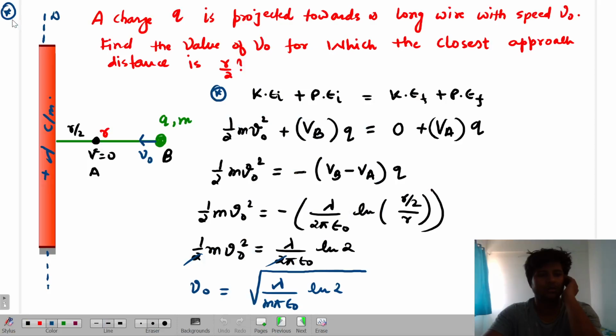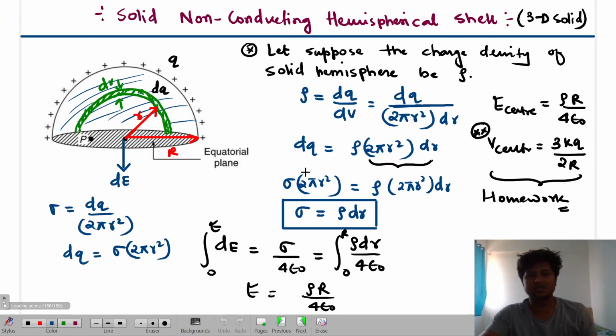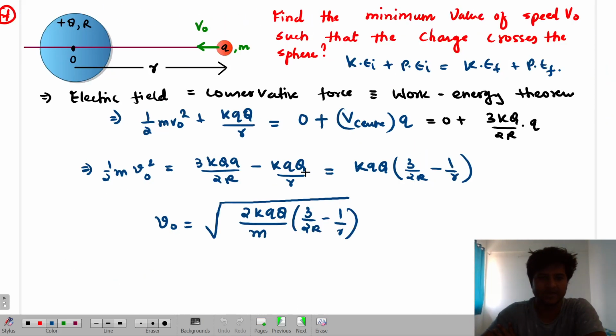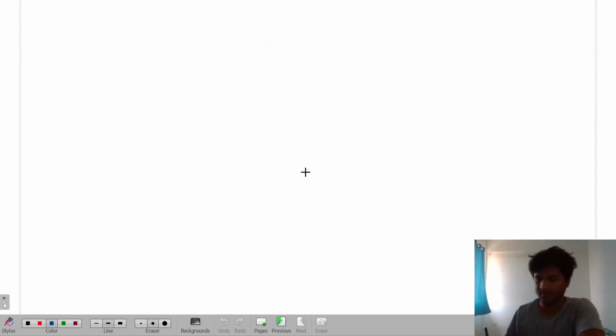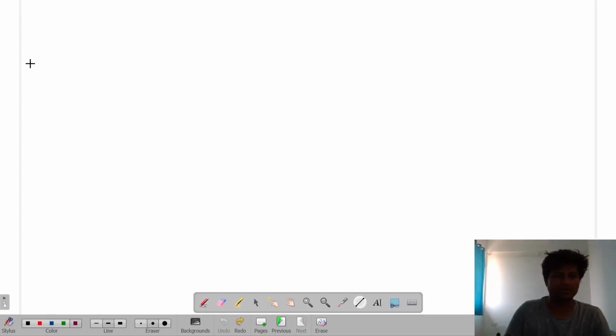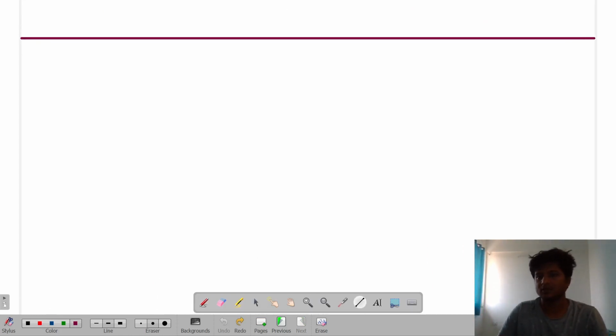So, day before yesterday, we completed the electric field for the hemispherical shell and all these different cases, hollow hemispherical shell, cavity, and so on, isn't it? Now today, we are going to discuss one of the most important topics, which we call the electric dipole, isn't it?